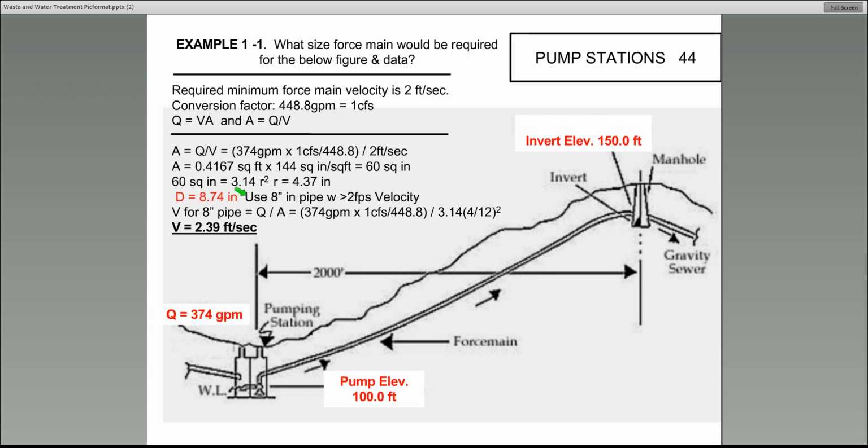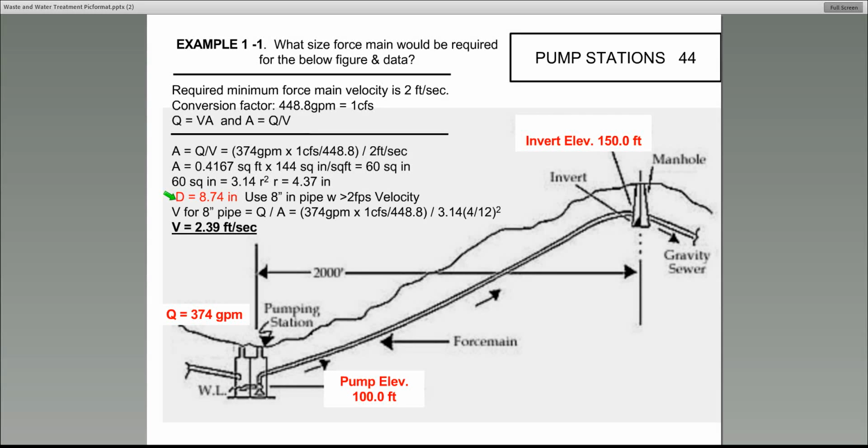Okay, so there's 374. So we want to convert that to cubic feet per second, so we multiply it by 1 cubic feet per second over the conversion factor. And then we want a velocity of a minimum of 2 feet per second. So we're just going to plug in 2 feet per second there as the velocity, minimum velocity. So we solve for the area, and we come up with 60 square inches. Okay, 60 square inches, plugging it into the formula for a circle. The radius of the pipe would be 4.37, and the diameter would be 8.74, an 8.74 inch pipe.